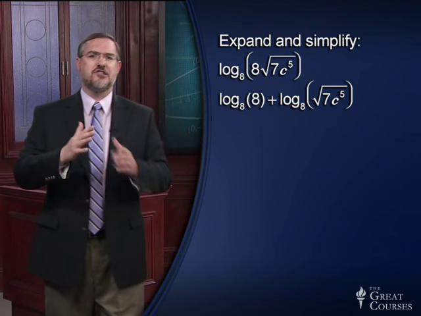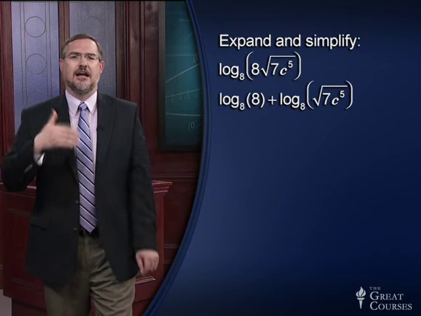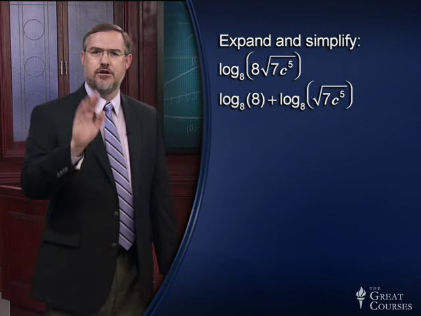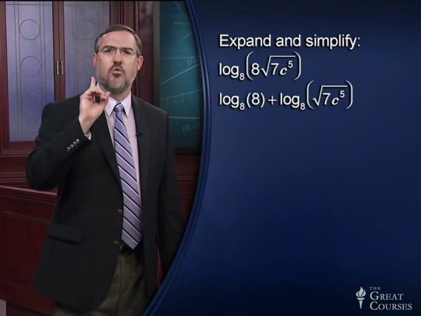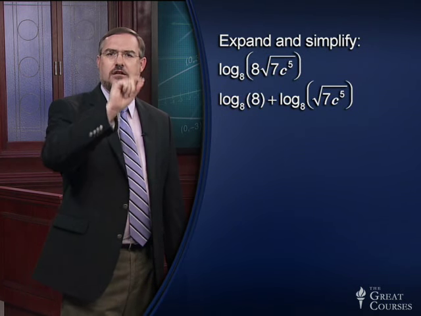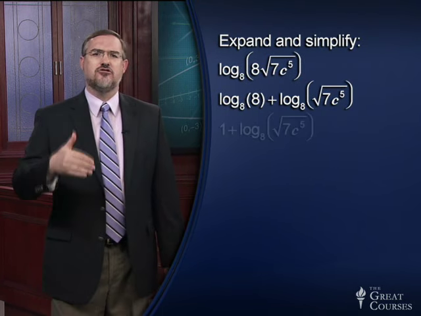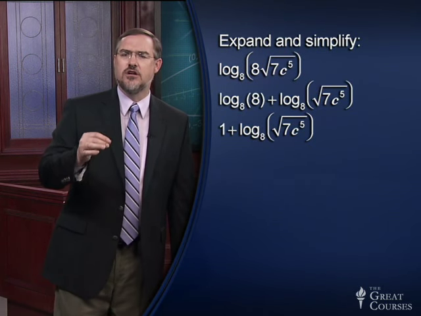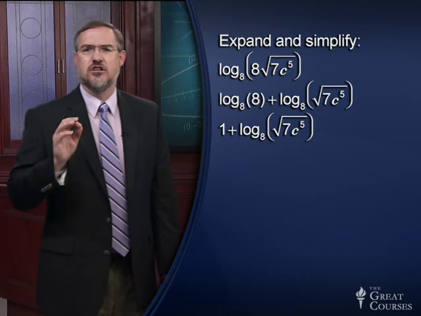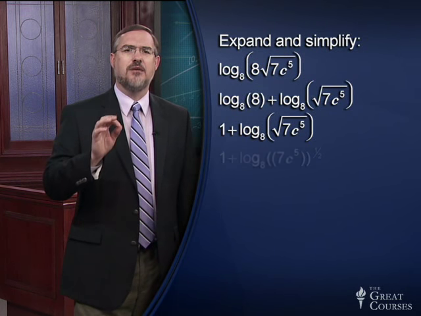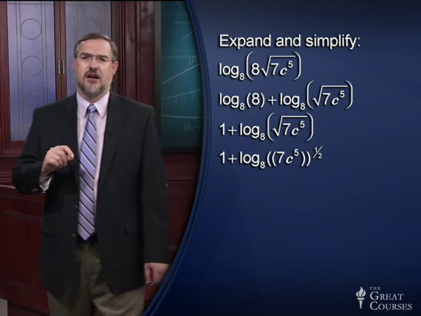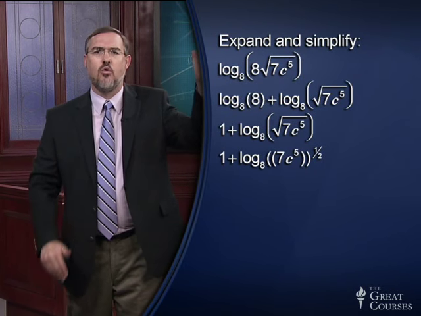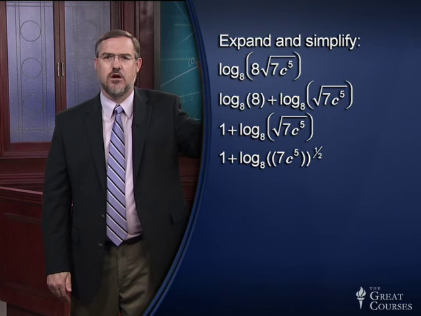So I've split this up now just a little bit, and I notice first of all that I can do the log base 8 of 8 pretty quickly. That's just equal to 1 because 8 to the 1 equals 8. So I'm now down to 1 plus log base 8 of the square root of 7c to the 5th. Now, that's the same as 1 plus log base 8 of 7c to the 5th raised to the 1/2 power. That's what the square root means.